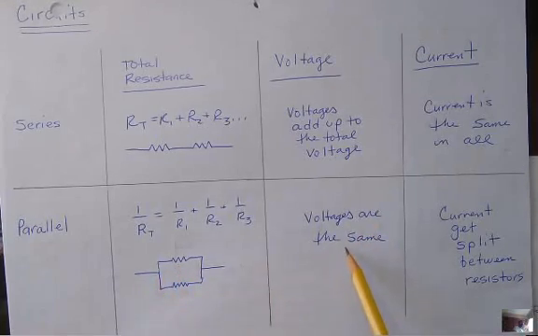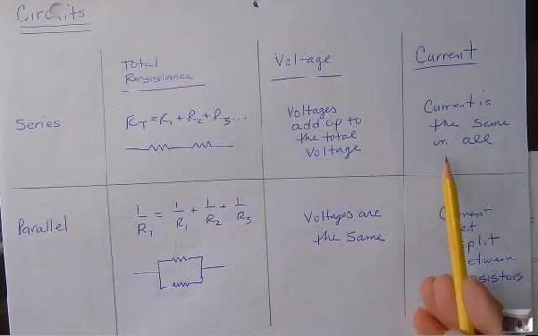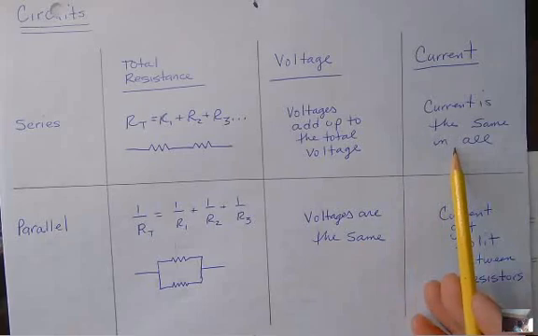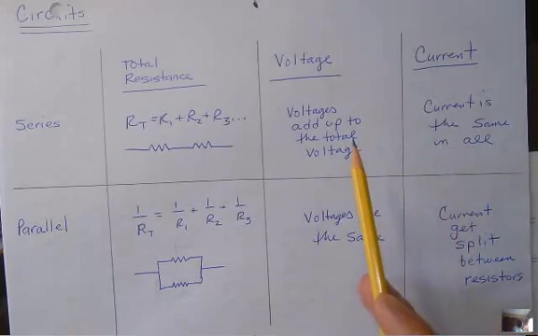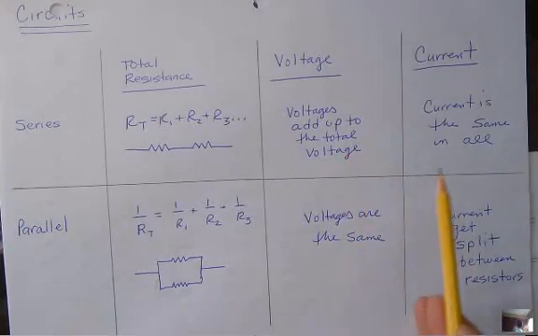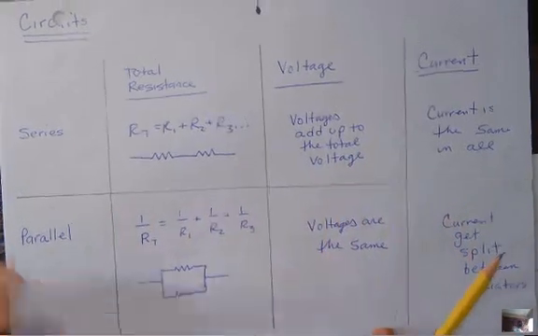So look at this. In parallel, this guy and this guy are the same. Parallel, this is the same. Current, this is the same. These add up and these add up. But again, this is going to be open book, so you can pick which one you want to use. Okay, so this is your cheat sheet.